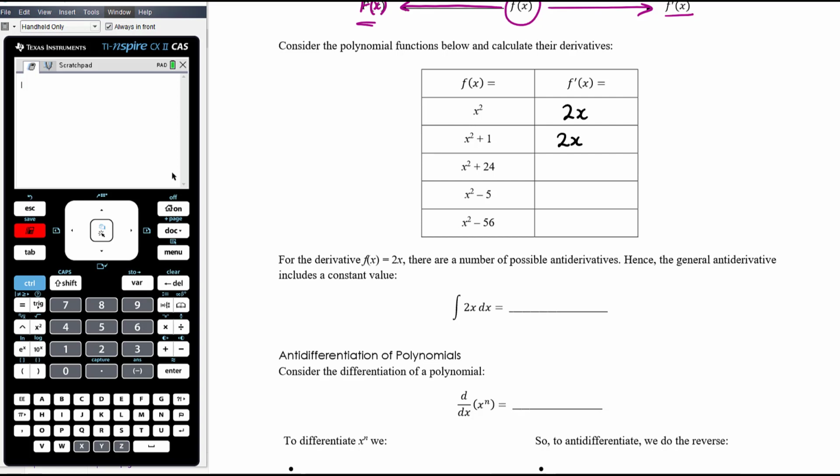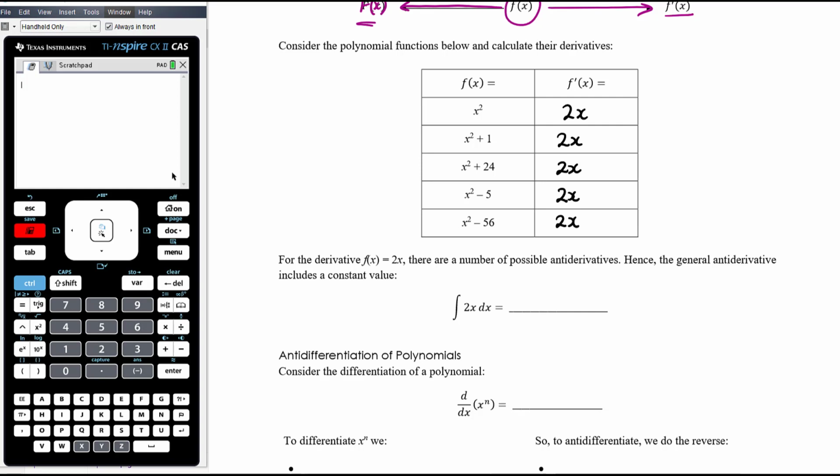If our original function is x squared plus 24, the derivative of x squared will be 2x, and the derivative of 24 is 0. x squared minus 5, the derivative of x squared is 2x, and the derivative of negative 5 is 0. x squared minus 56, the derivative of x squared is 2x, derivative of the constant is 0.